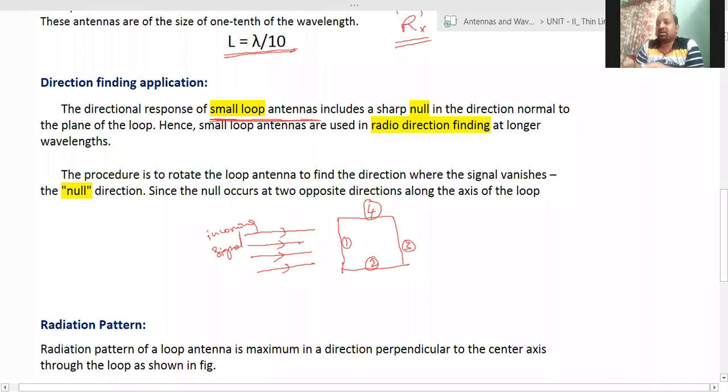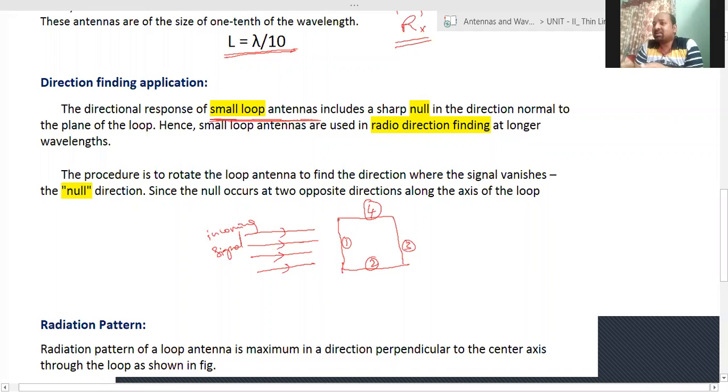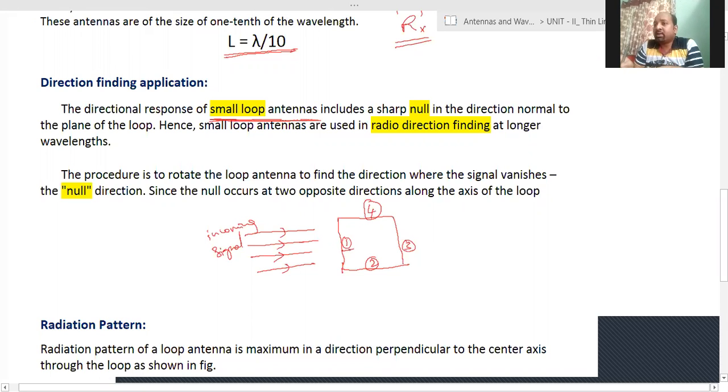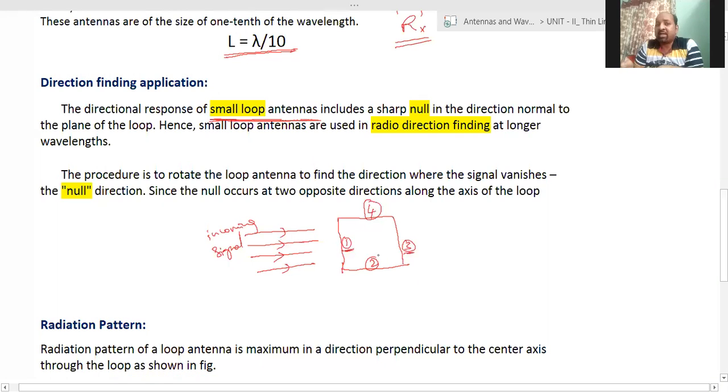So this is the incoming signal. When the incoming signal is incident on the square loop, as we know, the square loop contains four sides. Side 1 and side 3 are perpendicular to the incoming signal, and side 2 and side 4 are parallel to the incoming signal.